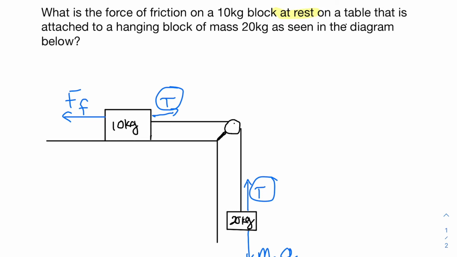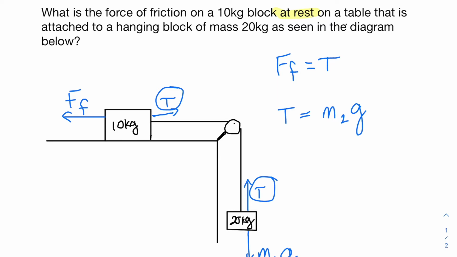So now if we need to figure out what that force of friction is, we can look at each block individually and recognize that if everything is at rest, that means acceleration is 0, net force is 0, which means that these two forces acting on each block have to cancel each other out fully. So for block 1, we know that the force of friction is equal to the tension. And for block 2, we know that the tension is equal to m2g.